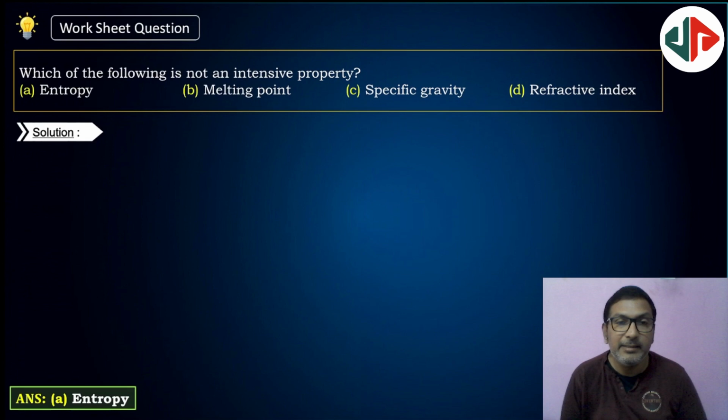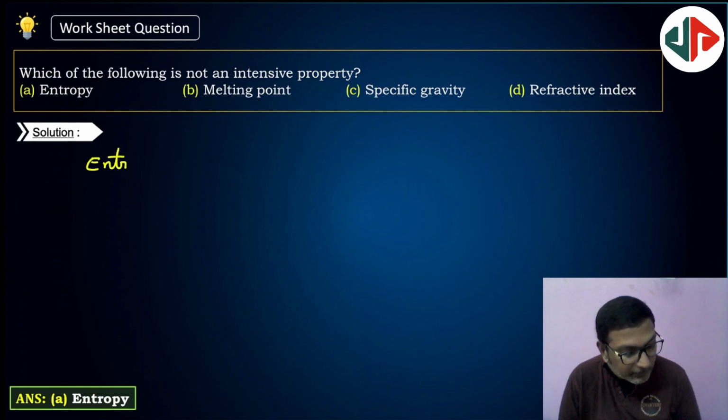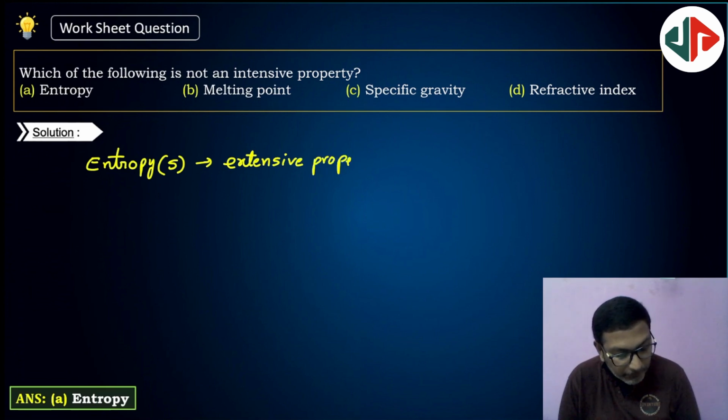So which of the following is not an intensive property? So what is meant by intensive property? The thermodynamic property which is independent of amount. Intensive property means which is independent of amount. Not an intensive property means that should be dependent on mass. Here clearly entropy S is extensive property. That means which depends on mass.